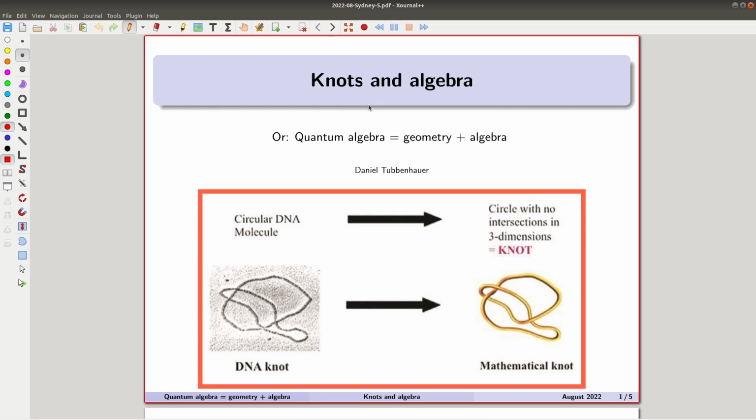So this is a DNA knot. DNA likes to knot itself like your shoelaces do. And there's a mathematical study of those, and that's what I'm trying to explain.